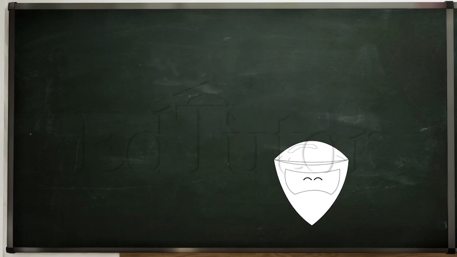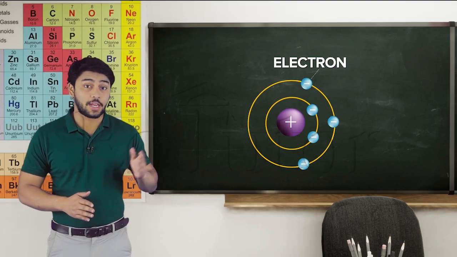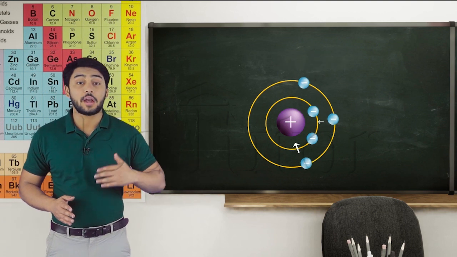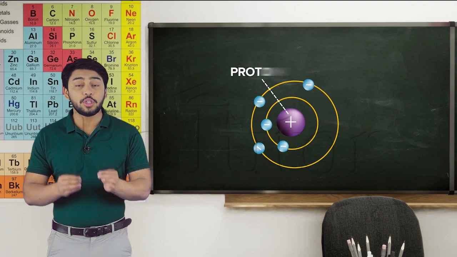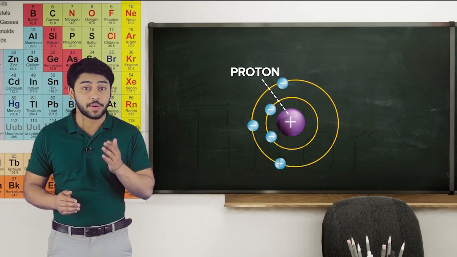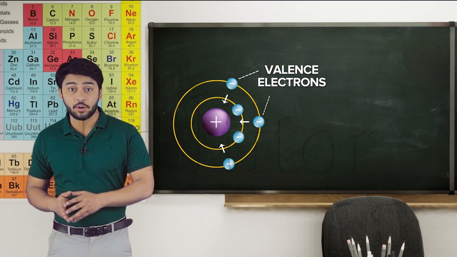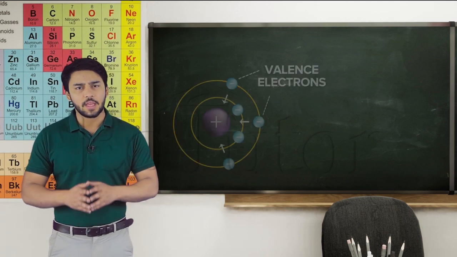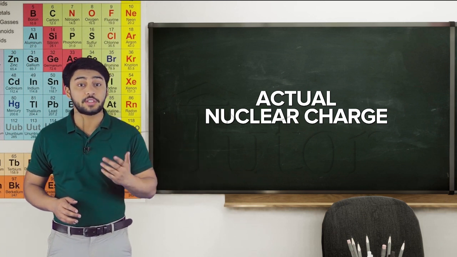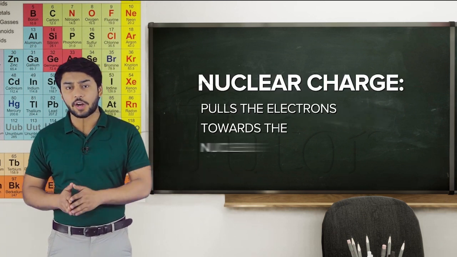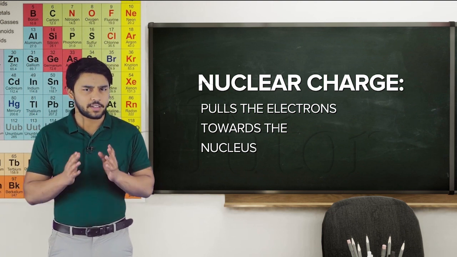Let's make one concept clear. The negatively charged particles called electrons in an atom are under the influence of an inward pull by the nucleus due to the positively charged protons present in it. The protons try to pull the valence electrons toward itself. This is called the nuclear charge or actual nuclear charge. The nuclear charge pulls the electrons towards the nucleus. Understandable?